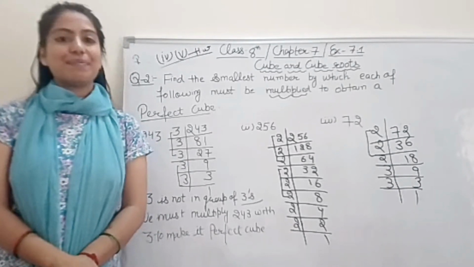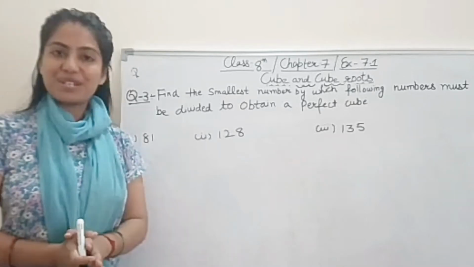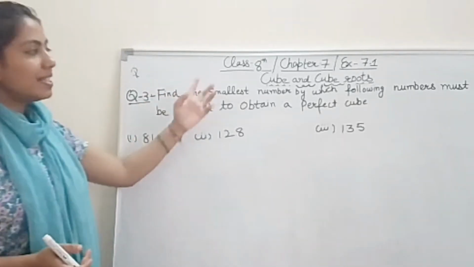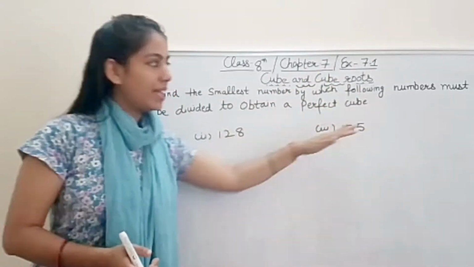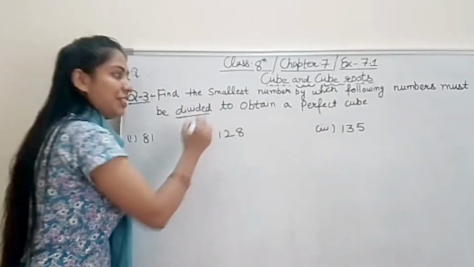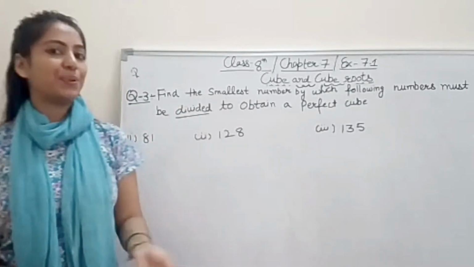Now coming to our question number 3, again the same type of question. Just have a look. Find the smallest number by which the following number must be divided to obtain a perfect cube.